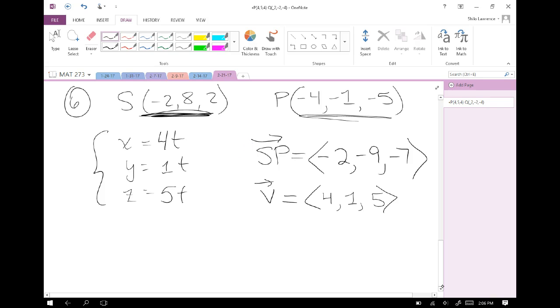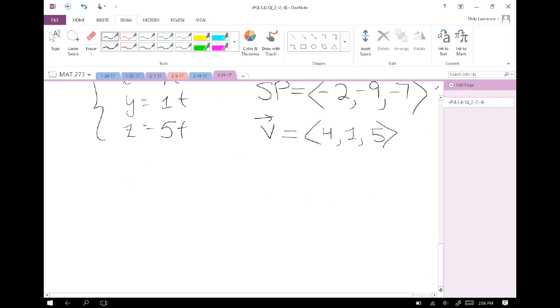And what kind of answer do we get back when we do a cross product? Another vector, right? And we don't want a vector answer. We're trying to answer a distance question. So we need to do the magnitude of the cross product over the magnitude of v. So distance is magnitude of SP cross v over magnitude of v.